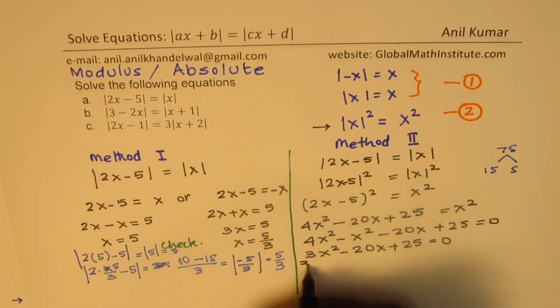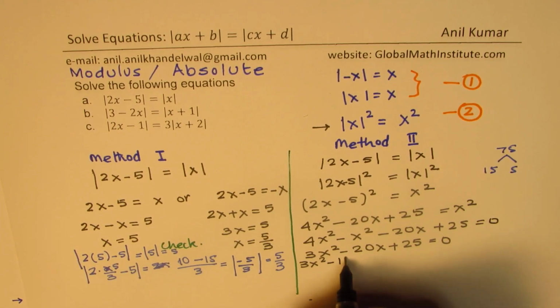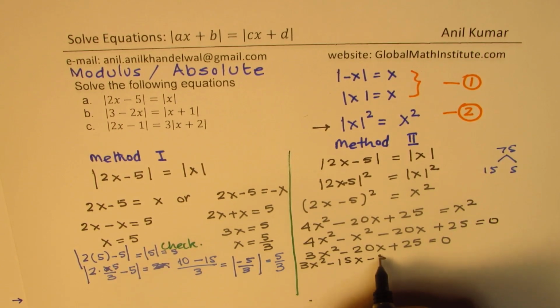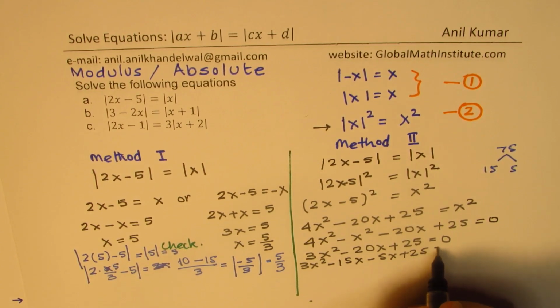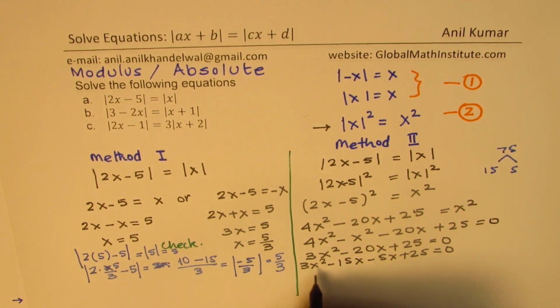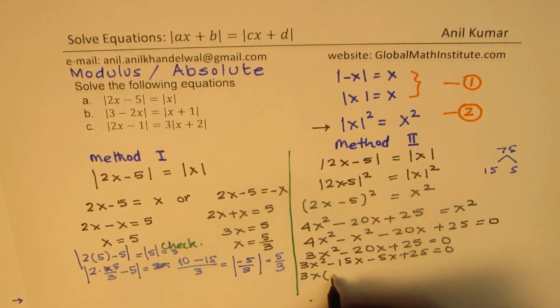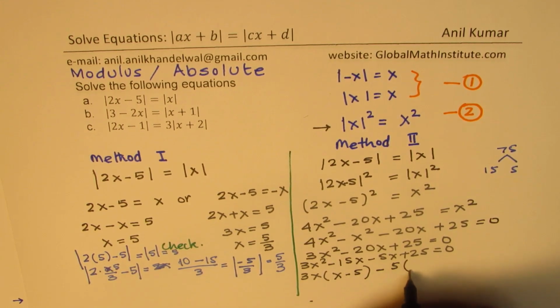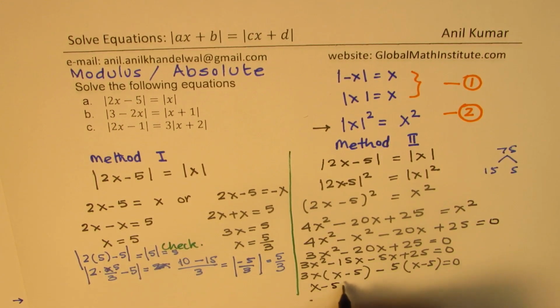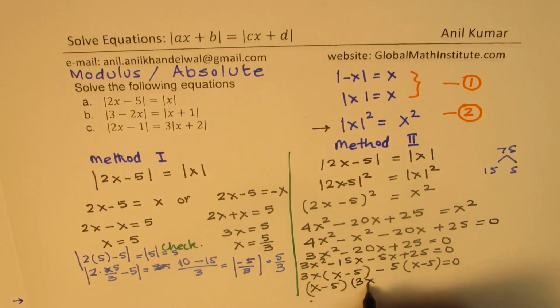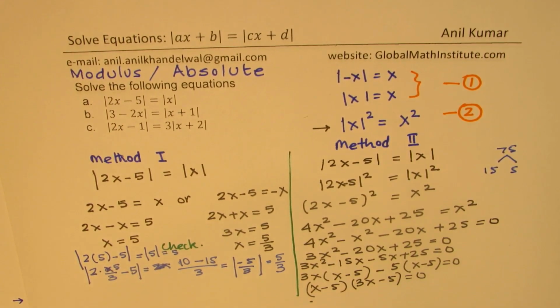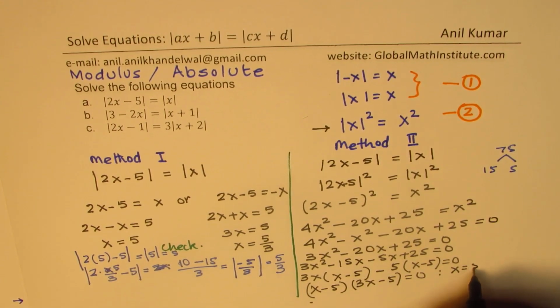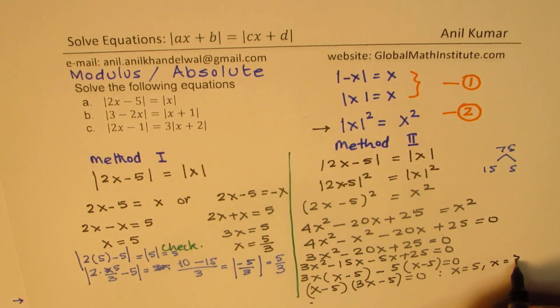So we get 3x squared minus 15x minus 5x plus 25 equals to 0. So I'm just squeezing that in. So we can take 3x common, and we have x minus 5. Here we can take minus 5 common. So we get x minus 5 equals to 0. So x minus 5 is a factor, and the other factor is 3x minus 5 equals to 0. And that clearly gives you the solution, that is x equals to 5 or x equals to 5 over 3.